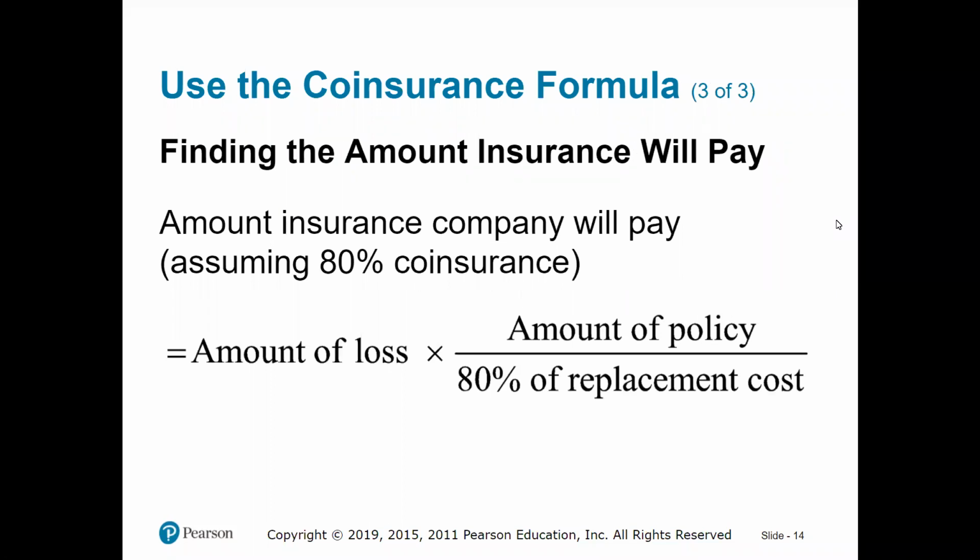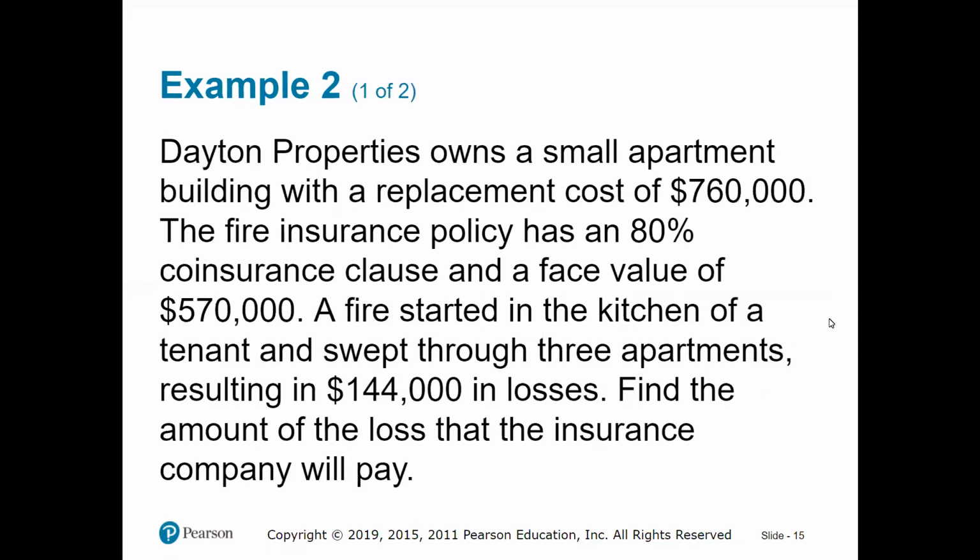Finding the amount insurance will pay: the amount the insurance company will pay, assuming 80% co-insurance, is the amount lost times the amount of the policy divided by 80% of replacement cost. So let's figure this out using an example.